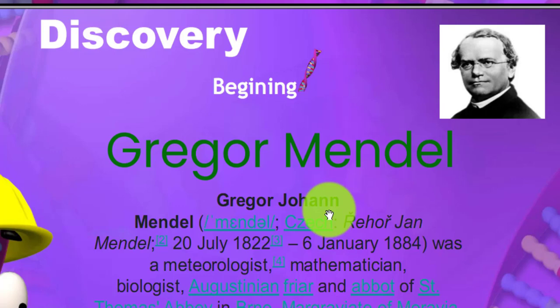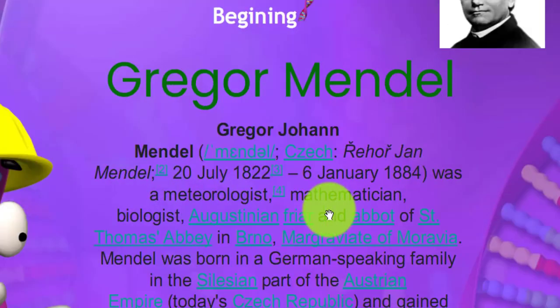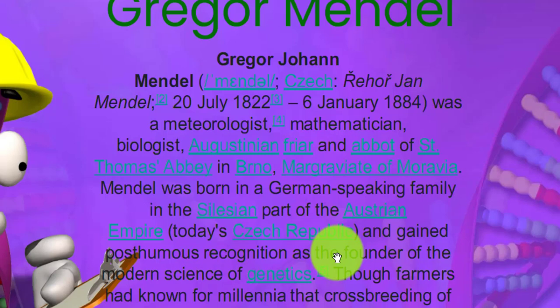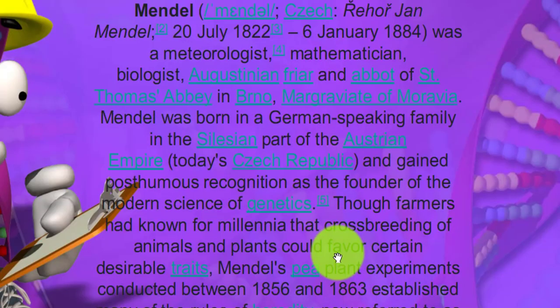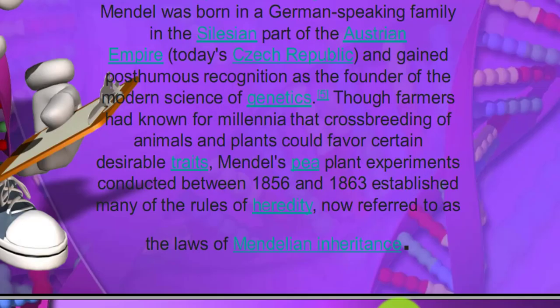In the beginning, Mendel was the first who conducted many plant experiments between 1856 and 1865, which established many of the rules of heredity, now referred to as the laws of Mendelian inheritance.